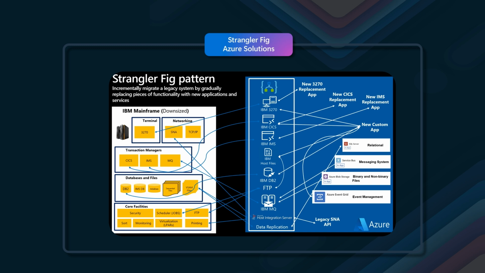So let's explore the workflow and the benefits of the Strangler fig pattern just a bit more. On the left, we can see the IBM mainframe, which represents a typical legacy system with various components. So terminals and networking, transaction managers, database and files, core facilities such as scheduling, FTP, printing. So when we start to look at incremental migration, the Strangler fig pattern facilitates a step-by-step replacement of these legacy components.